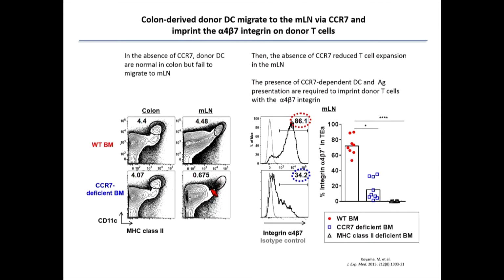And then this results in reduced T cell expansion in the mesenteric lymph node, and the intestine is not shown here. And also, it's important for imprinting alpha-4 beta-7. So the wild-type group have a high expression of alpha-4 beta-7 integrin on the T cells, but this doesn't happen in the CCL7 deficient bone marrow transplanted mouse. So colon-derived donor DC migrate to the mesenteric lymph node via CCL7 and then imprint the alpha-4 beta-7 integrin on the donor T cells.